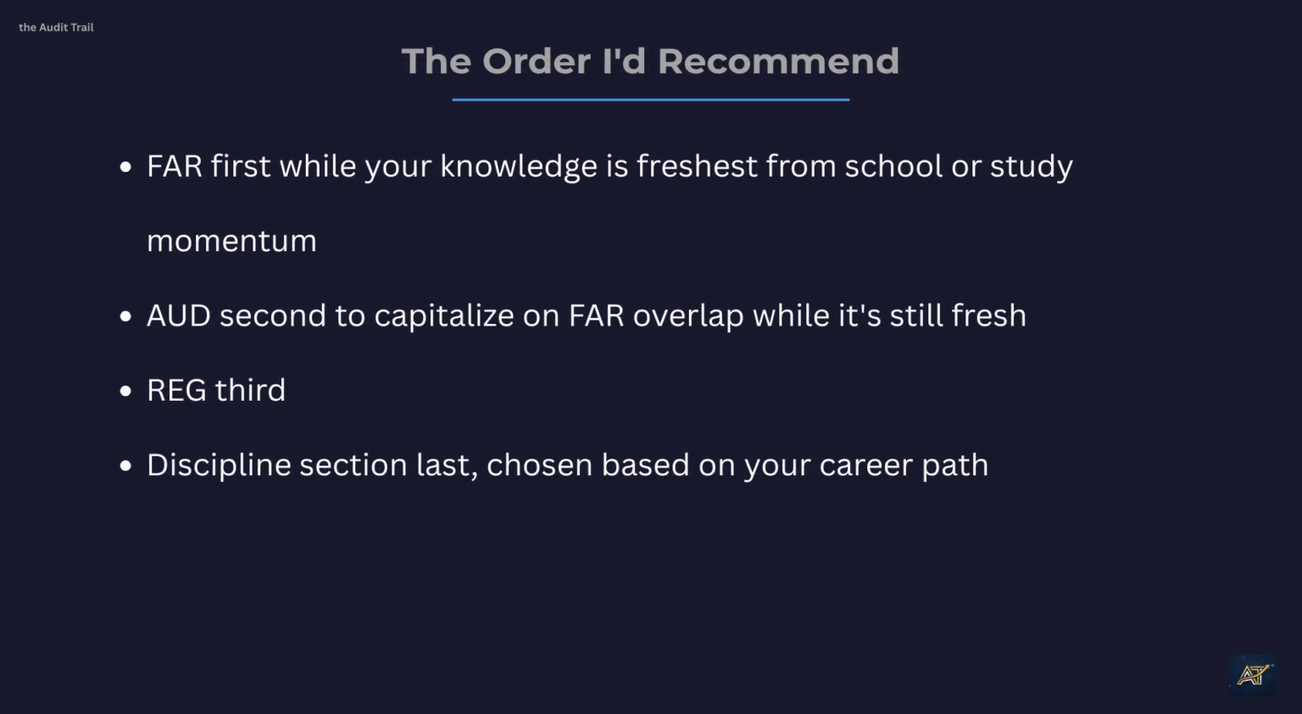Based on how the exam is structured and how the content overlaps, here's the order I generally recommend. Start with FAR. It's the broadest and generally hardest section, and tackling it first means you're working with the most foundational knowledge while it's freshest, especially if you're coming directly from your accounting coursework. Take Audit second, while the financial reporting concepts from FAR are still fresh enough to reinforce what you're learning about auditing those same concepts.